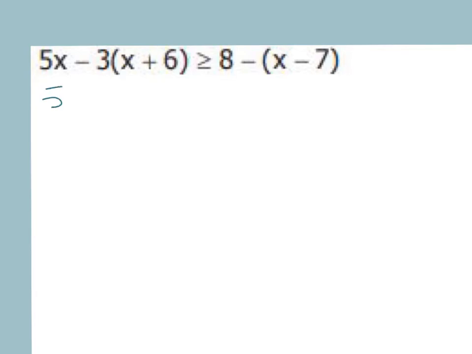So 5x minus 3x minus 18 is greater than or equal to 8. Remember, having this is a 1, so we got to distribute that, so that'd be minus x plus 7.